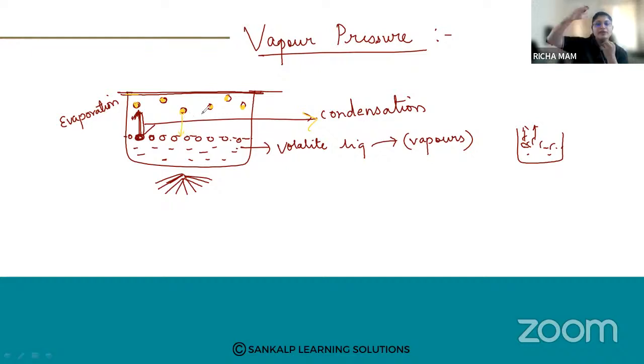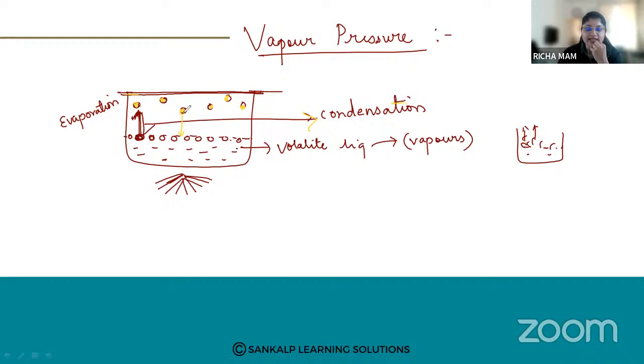Whenever you close a lid on a hot vessel, you have seen that droplets form and come back again into that vessel, right? This is called condensation. So at the same time, there is evaporation and condensation.